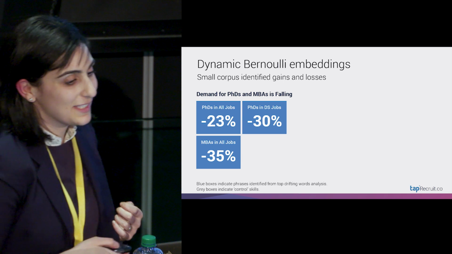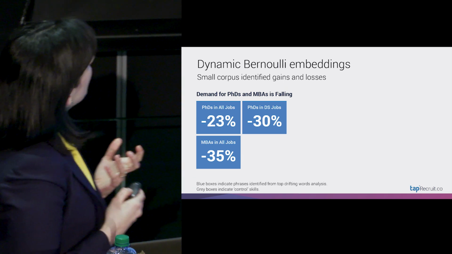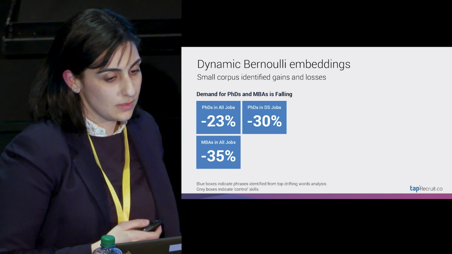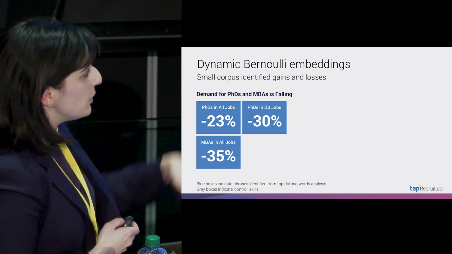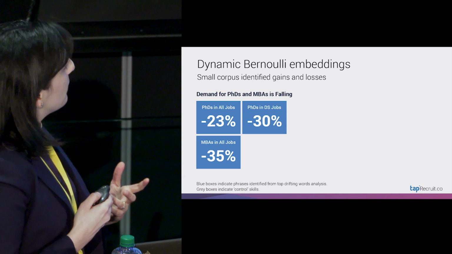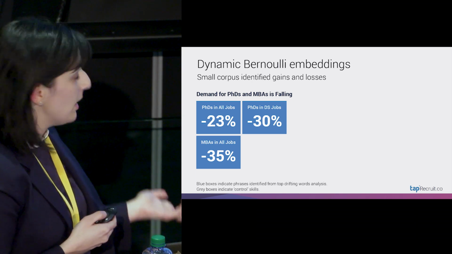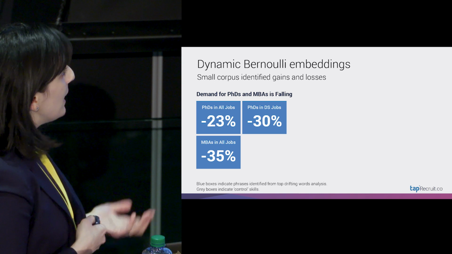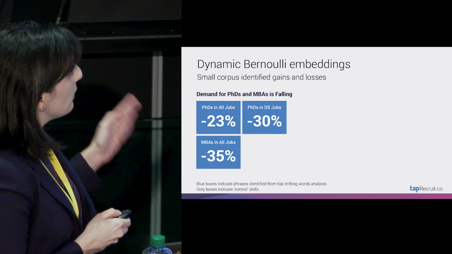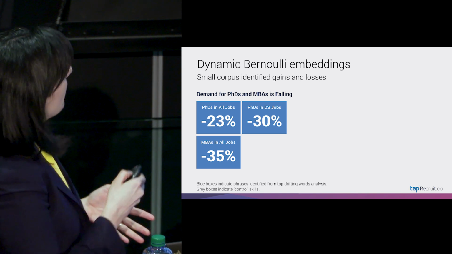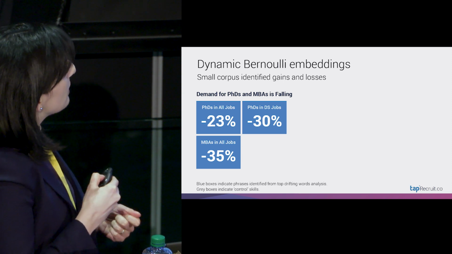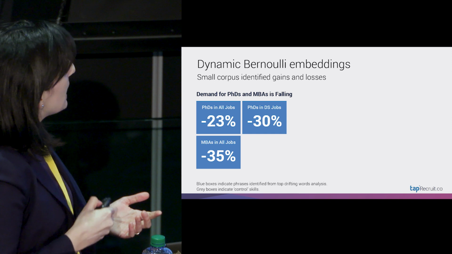Okay, so actual results. First thing. When we trained with a small corpus, what we found was that in general we found gains and losses in skills. So I showed you that initial documentation that said the top words that came out of it, and one of the top words that came out of it were PhDs and MBAs, in our top 10 words. So when we went back and looked at our database, we saw that since 2016 to 2018, and these are the numbers that I'm going to show you, the number of jobs that require PhDs as a relative number of jobs has dropped, and same thing with MBAs.